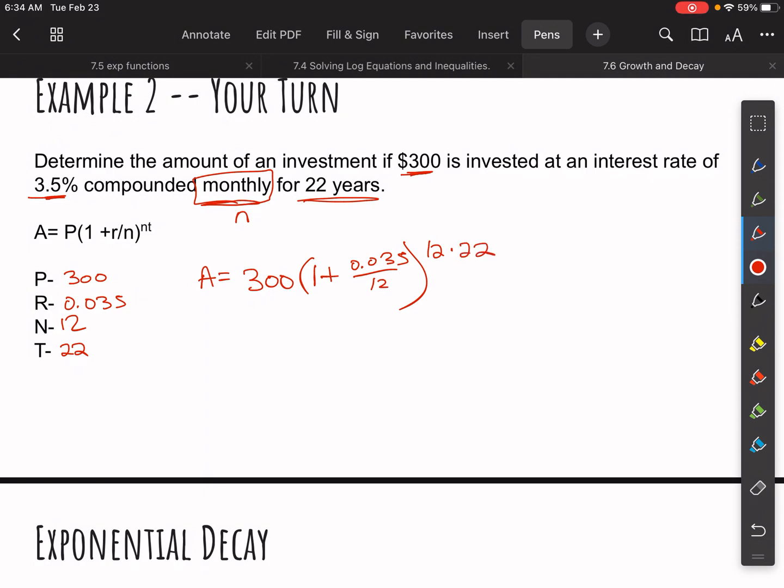Okay, so on your calculator, you should be evaluating this piece and then rewriting this. So A is equal to 300 times, if you do 0.035 divided by 12, you get this really long decimal, which is 1.002916667. And then when you do 12 times 22, you get 264.